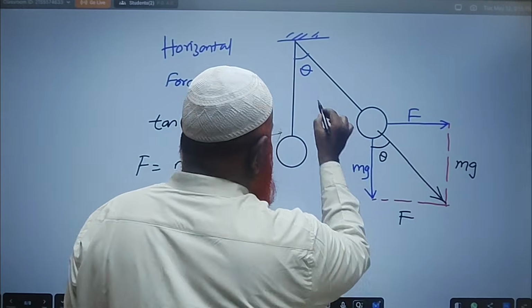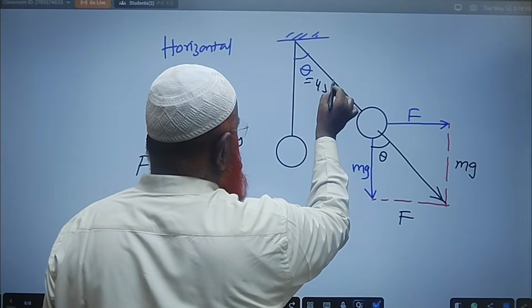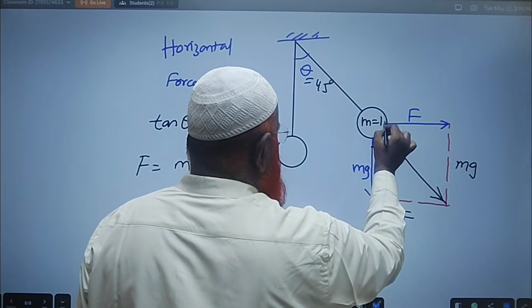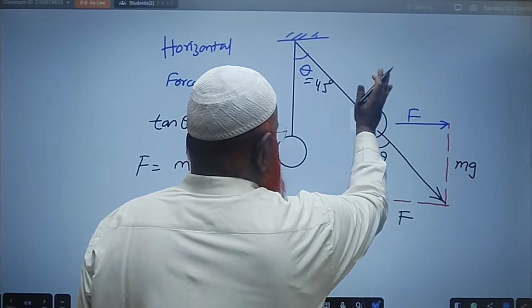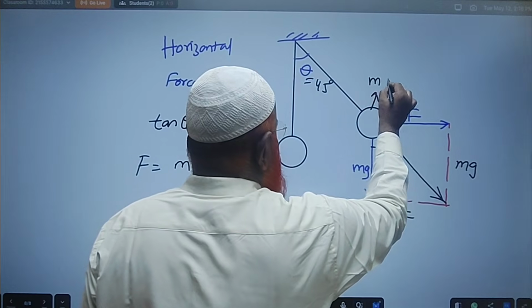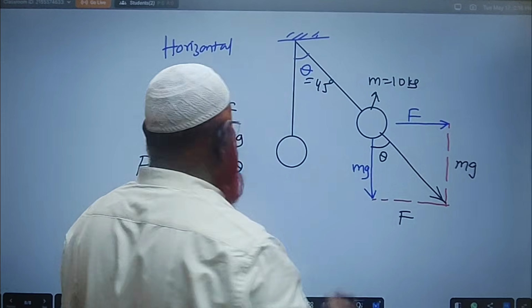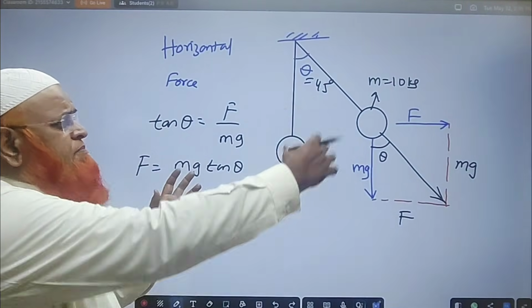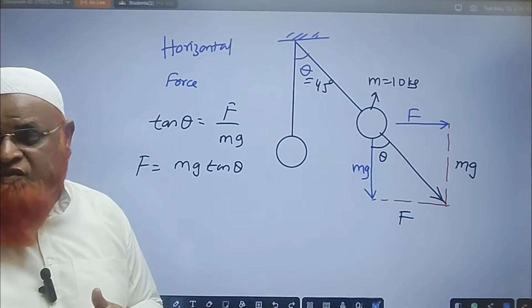So F is equal to mg tan theta, the horizontal force. Sometimes in previous year problems, I have seen that the angle is given as 45 degrees and the mass of the pendulum is given as 10 kg. The question asks us to find the horizontal force applied when you raise the pendulum to an angle of 45 degrees.